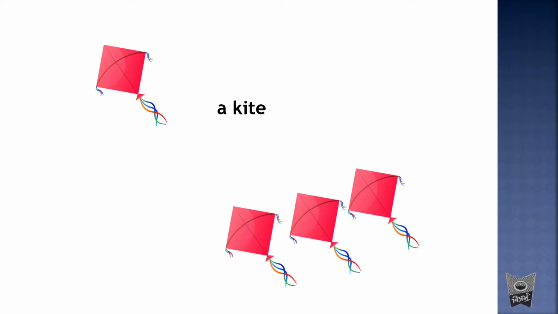Chalo, let's look at the next picture. What is this? It is a kite. Repeat with me. A kite. And now, what are these? Kites. Look here at the spelling again. K-I-T-E, kite. And here we have added K-I-T-E-S. Kites.